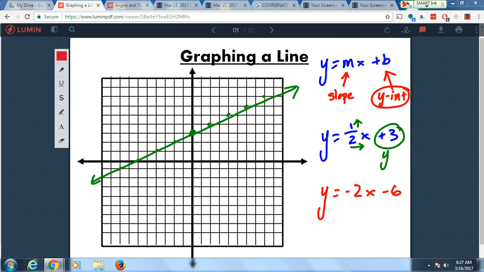But let's say you had a situation where you just had this. Now you've got no fraction for the slope. So you probably remember that you put a 1 at the bottom, but you have to remember which directions you're going. Since that 2 is negative, you're going to be going down. And the 1 on the bottom is positive, so you'll still be going to the right.